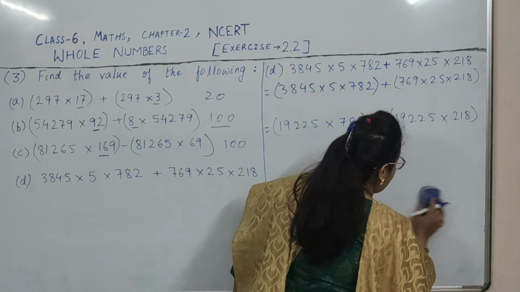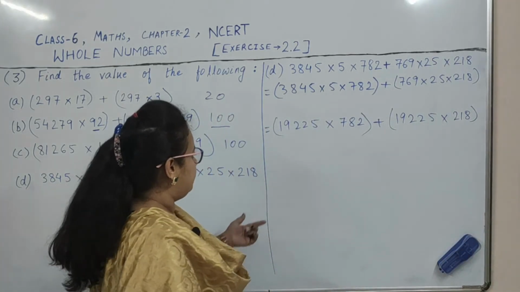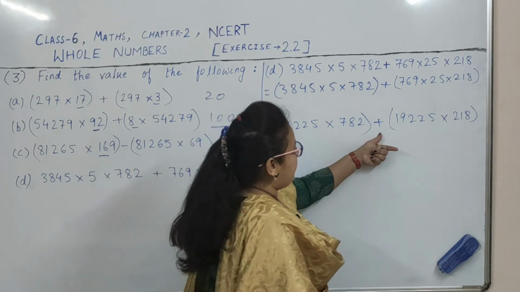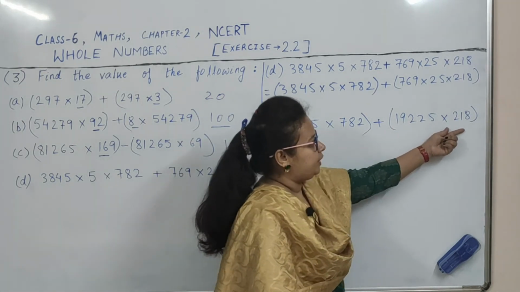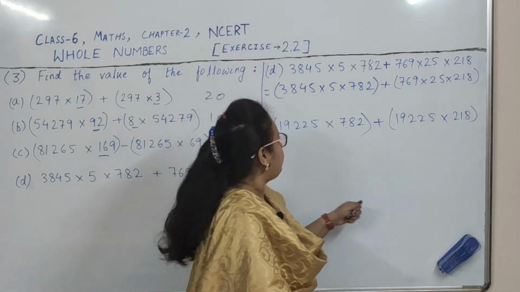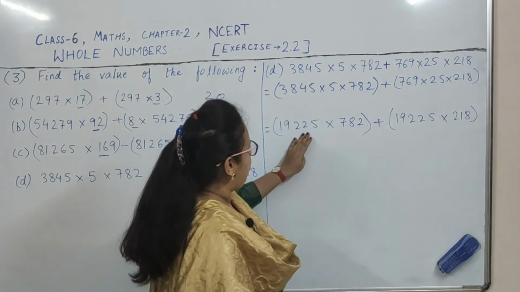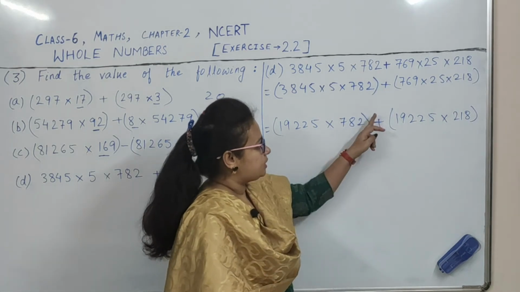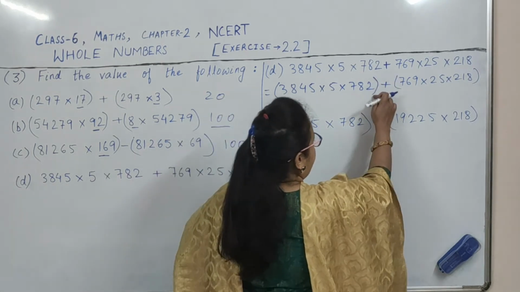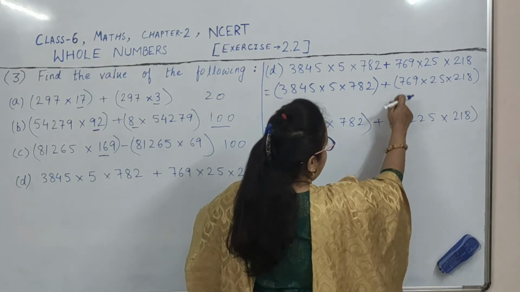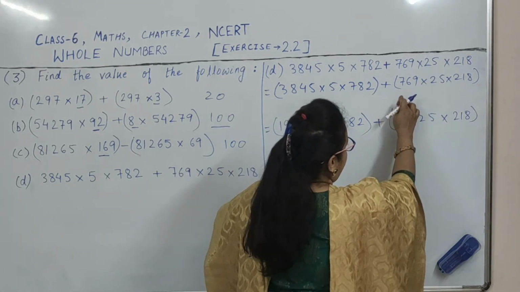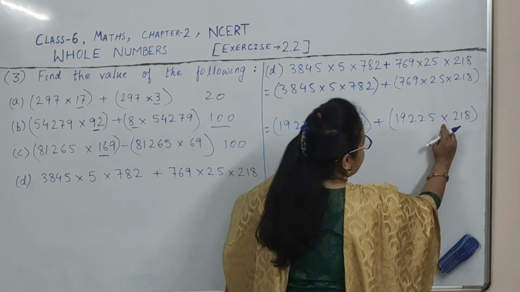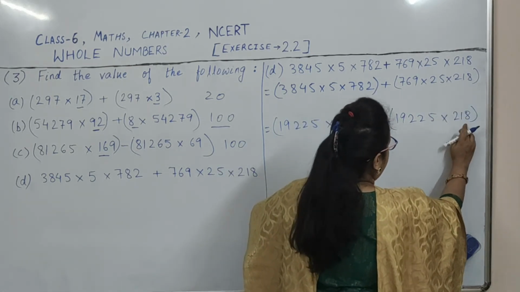Now see, we can take common. See, 19225 multiplied by 782 plus 19225 into 218. So what we did? We multiplied these two numbers, we have written the multiplication sign and then 782. Bracket is closed and then plus sign. Now plus sign is there. Again we will start with the second term. So the bracket opens and then the product of these two numbers we have written. Multiplication sign has come here, 218 we have written.